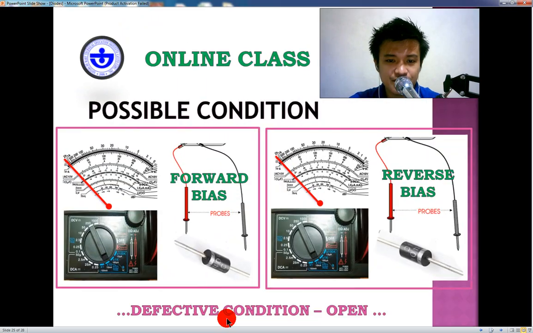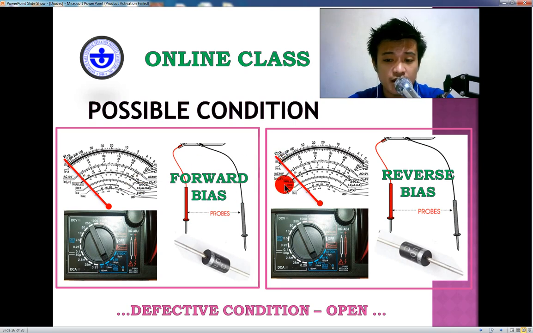Okay, next one. You have here another possible condition. In forward bias, it will give a reading like this, infinite. Of course, this is the way you connect your test probes towards the diode to make it a forward bias. In reverse bias, it should be this way, and the reading is still infinite. It means the needle pointer does not move at all.